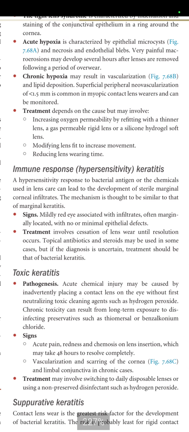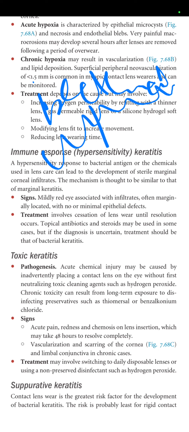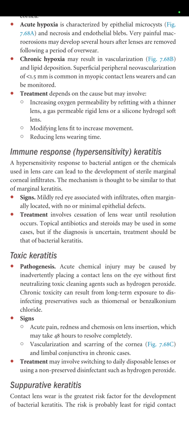Immune response, hypersensitivity keratitis. A hypersensitivity response to bacterial antigen or the chemicals used in the lens care can lead to the development of sterile marginal corneal infiltrate. The mechanism is thought to be similar to marginal keratitis. So basically what happens is there is a response to a bacterial antigen or chemical used in lens care, so it can lead to the marginal corneal infiltrate.